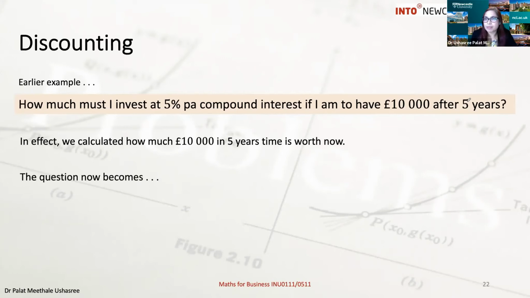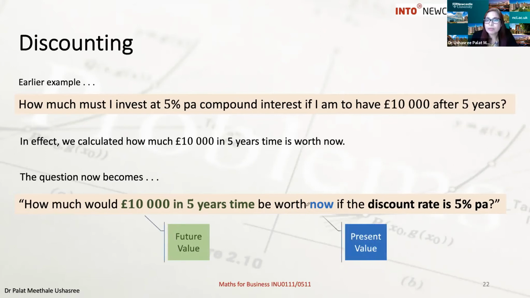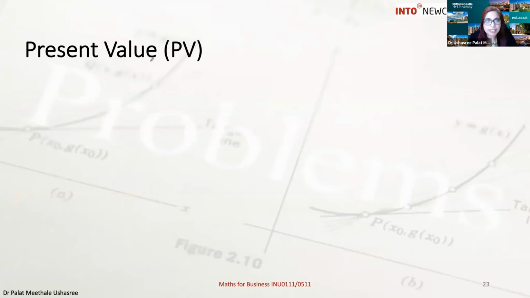The question now becomes, because now that you're doing discounting, how much would 10,000 pounds in 5 years' time be worth now if the discount rate is 5% per annum? Look at the beautiful way of understanding the question. So that's how it changes, isn't it? This is your future value, and this is your present value. So you work your way backwards to find the value for today, the present value. And this whole process is called discounting.